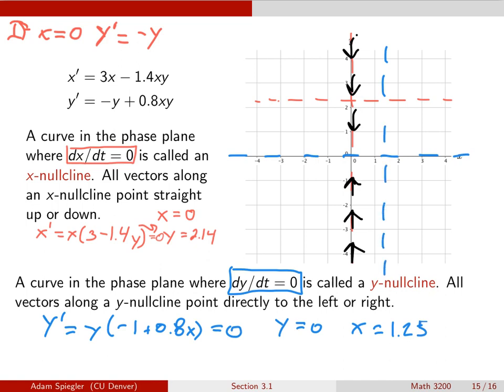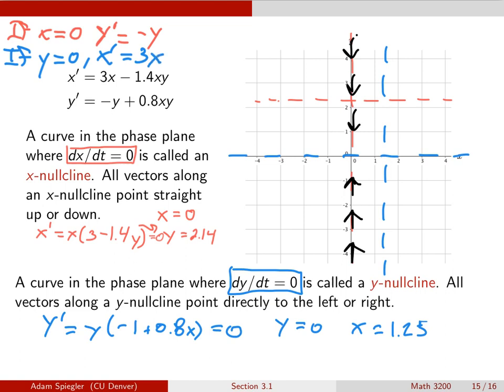And then we want to figure out whether these vectors, we know they're pointing directly to the left or to the right, but is it to the left or is it to the right? And so here we can do a similar sort of analysis. If y is equal to 0, so I'm going to consider the nullcline along the x-axis, now we would want to look at the sign of x prime, because that's going to determine whether we go to the left or to the right. If y is equal to 0, then this term goes away in the differential equation for x, and what's left is x prime equals 3x.